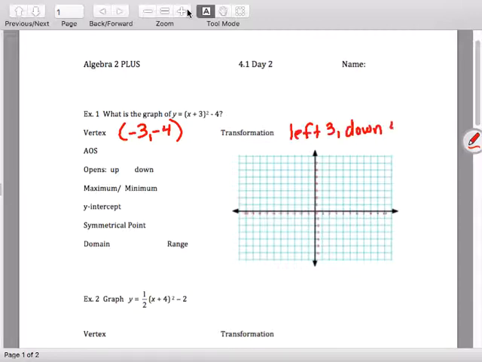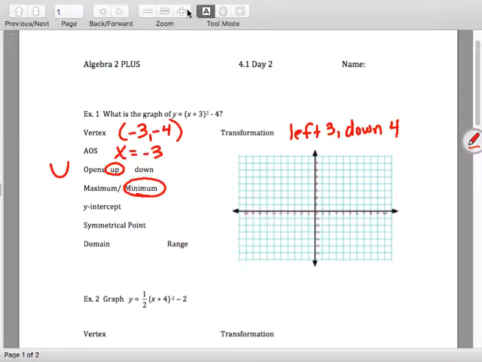Here we go. All right, then Ellie, what is the axis of symmetry? X equals -3. Then Cameron, does this one open up or down? It opens up, and what I like to do is make a little U. And then Tyra, would this one have a maximum or a minimum? It's going to have a minimum.